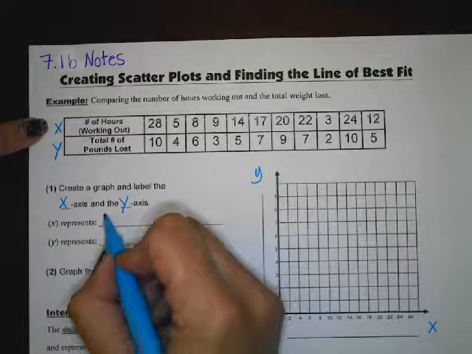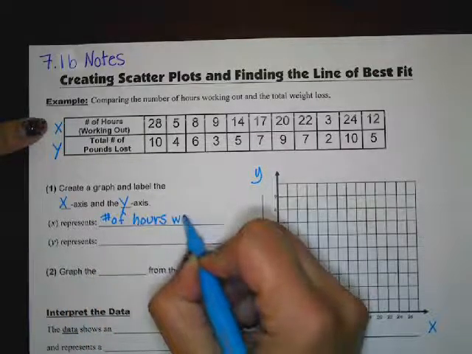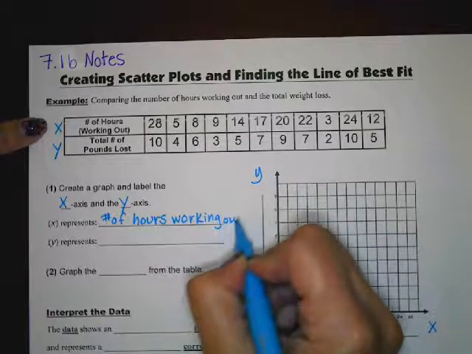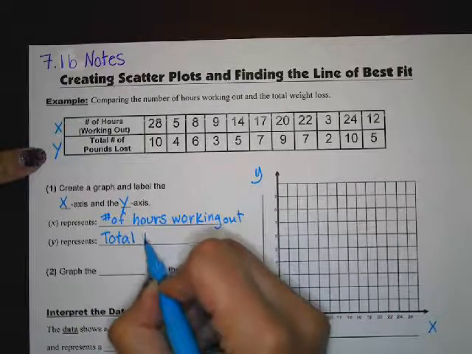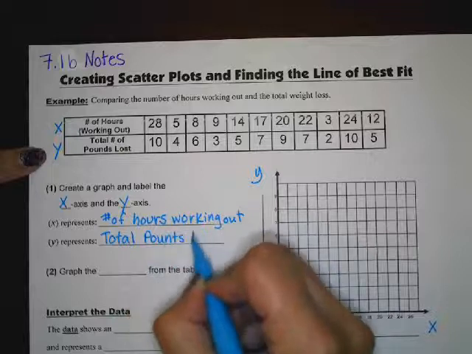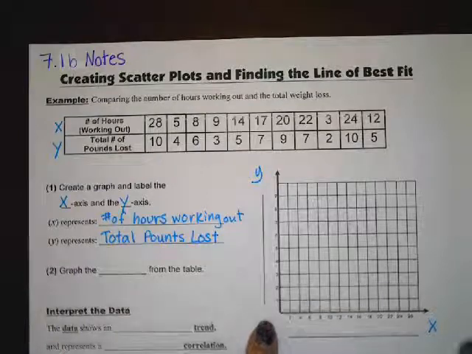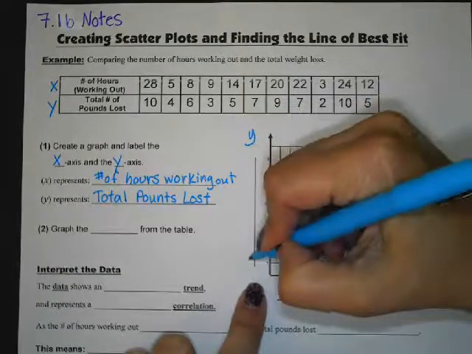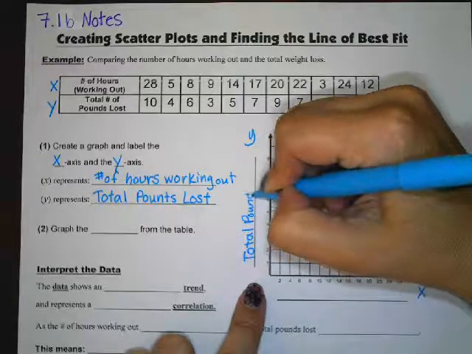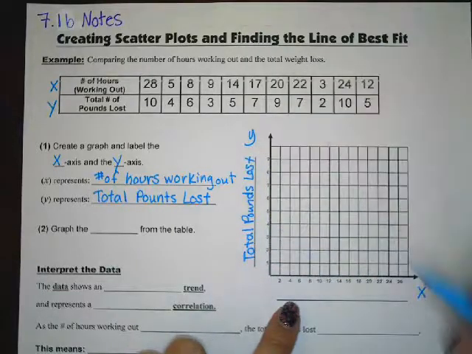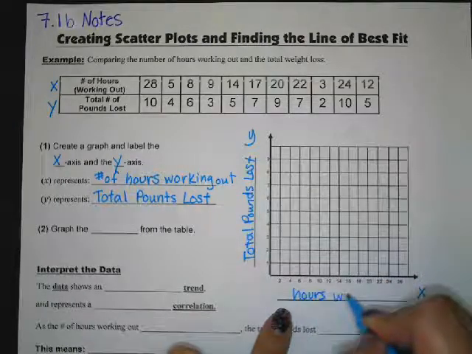So x is the number of hours working out, where y is the total pounds lost, okay, or the total weight loss. So let's go ahead and write that into our chart over here. So this is the weight loss. And then x is our hours working out.